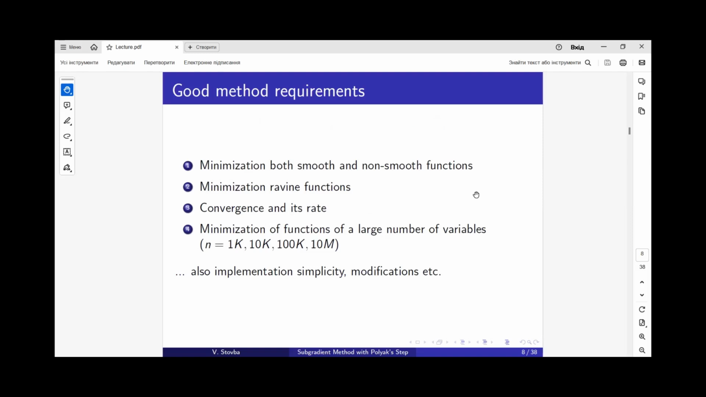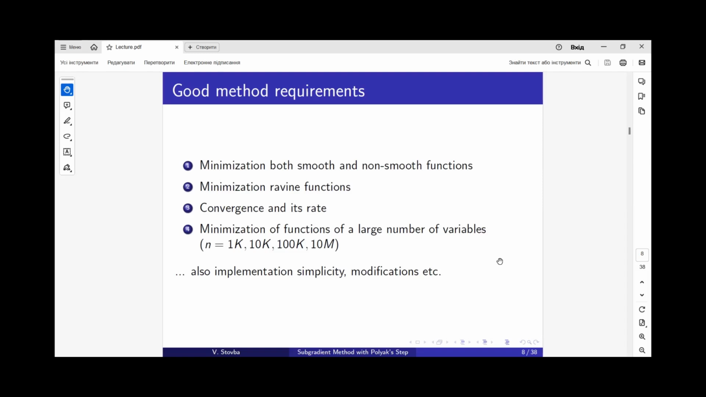So what are the good method requirements that we seek? It must minimize both smooth and non-smooth functions. Also, it must minimize ravine functions, like I presented on the previous slide. Also, ideally, we need to know that this method converges, when it converges, and also how fast. Moreover, it would be really good if we could minimize functions of a large number of variables, say about 1,000, 10,000, 100,000, or even millions, since we usually use this for machine learning problems where we have a lot of input data.